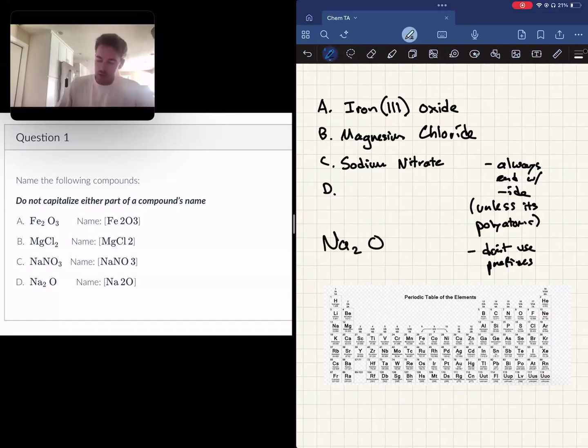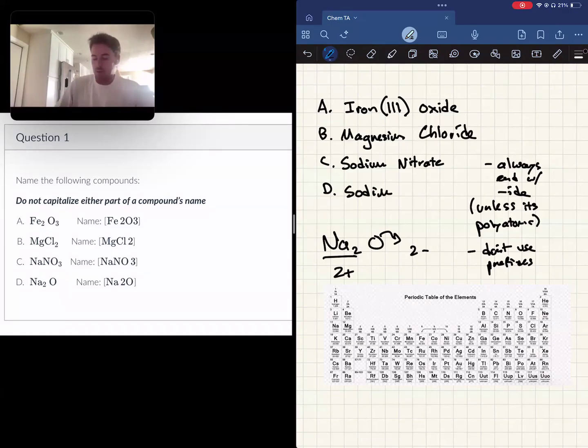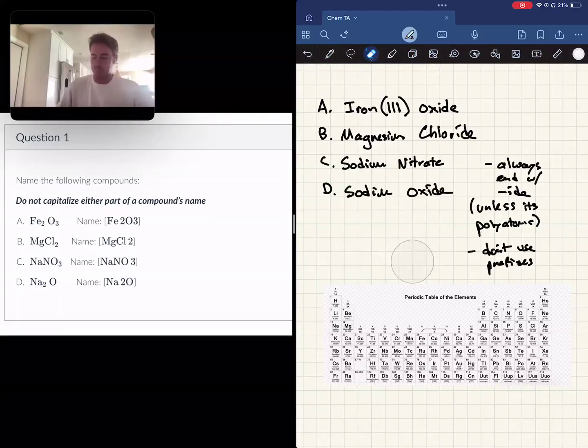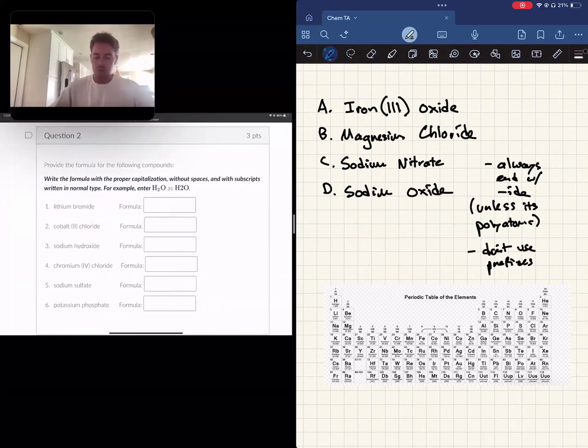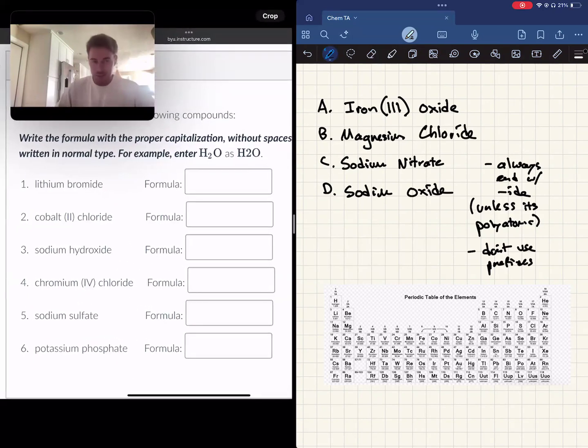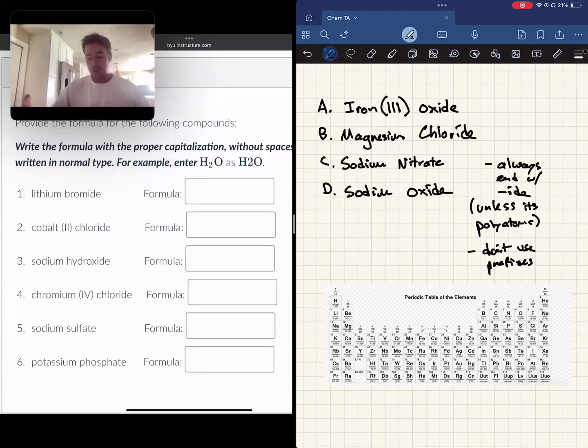Na2O. Okay, so we're balancing out the charges here. Sodium has a plus charge, but there's 2 of them. So we have 2+ on this side. Oxygen usually has a 2- charge. So it's balanced. Sodium oxide, right? Just the same thing. Balancing the charges comes in handy when you're given a problem like this, where it gives you the name and then you're supposed to draw out the symbol.